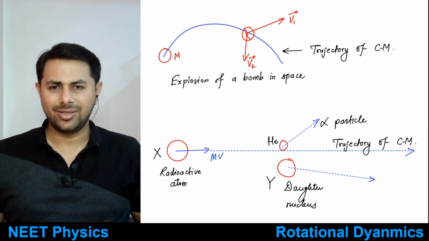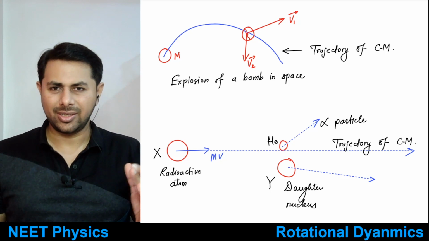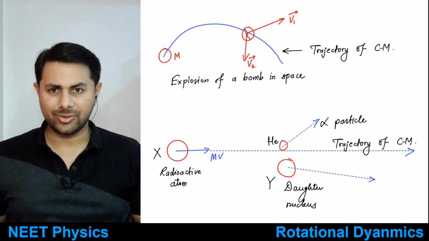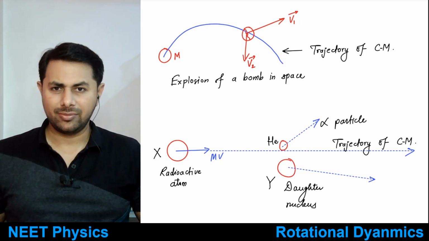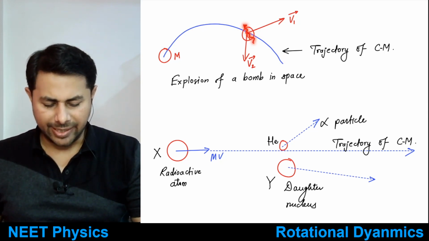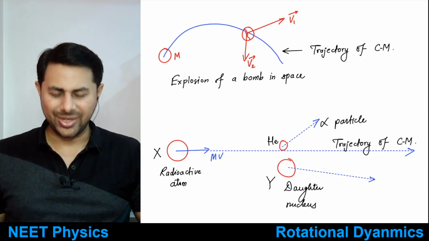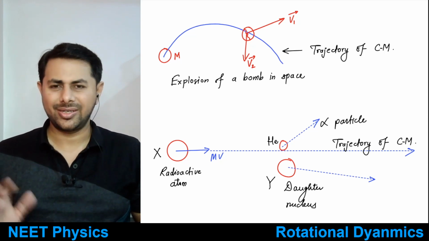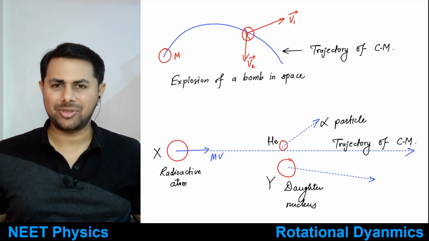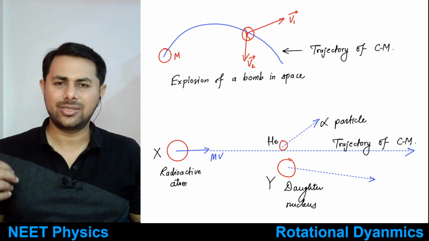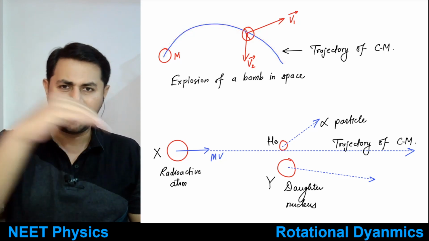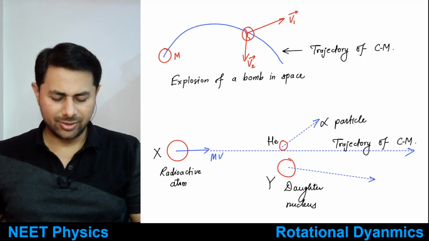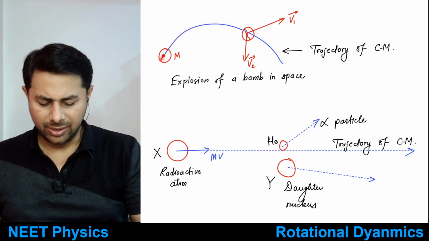Why? Because the total force acting on the body is just the gravitational force, right? And under the action of this gravitational force, which is downwards, the motion would be projectile motion. The breaking of the bomb, or explosion of the bomb, is because of the internal forces. It's not because of any external force. So the external force is still the same, and that's why the center of mass will keep on moving in projectile motion, right? So the trajectory of the center of mass will just look like this.